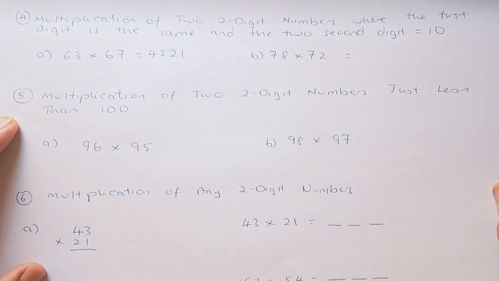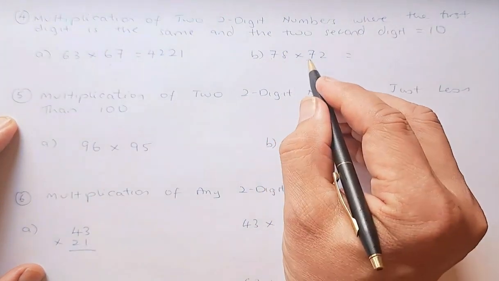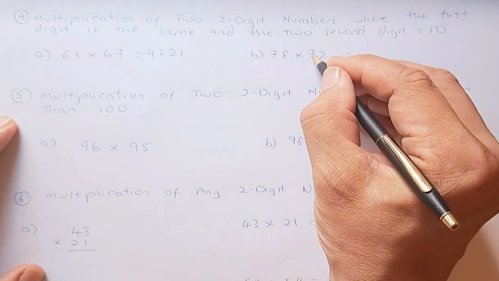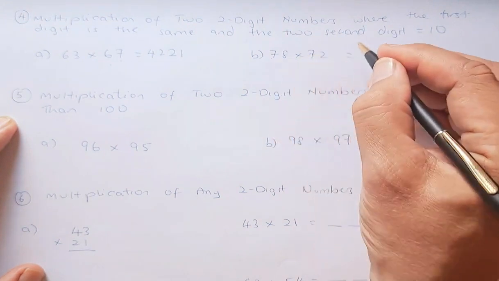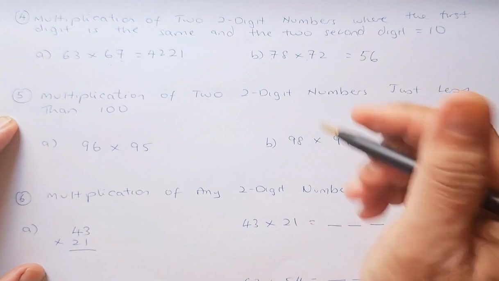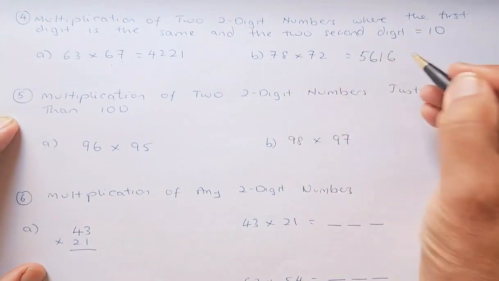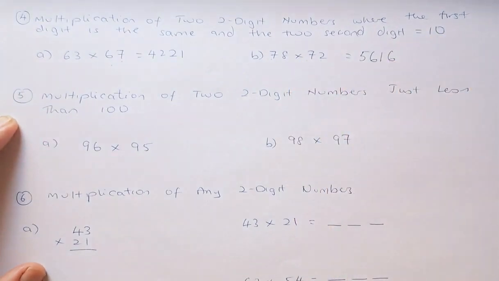4,221. Next, we are going to do 78 by 72. So instead of 7, you increase by 1 to 8. So 7 times 8 is 56, and then 8 times 2 is 16. Okay, so this is very useful, fast multiplication.